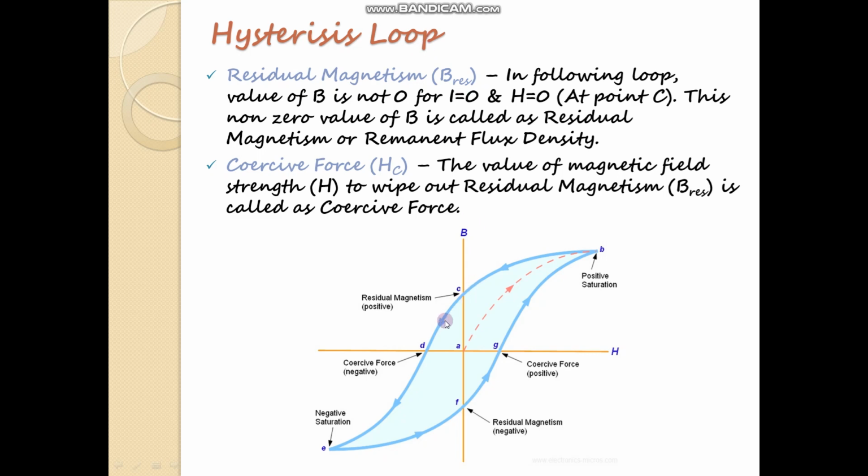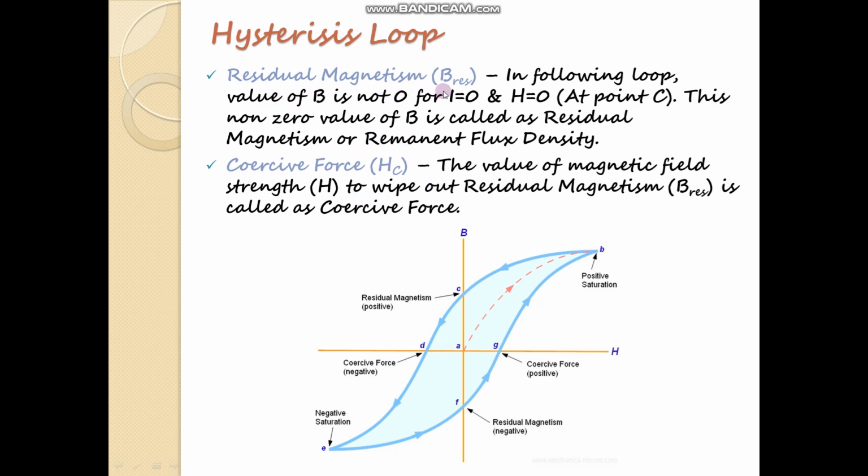Hysteresis loop. This is the magnetization and demagnetization of the complete BH curve. Fine. Here in the hysteresis loop, two terms are very important. One is the residual magnetism, denoted by B_res, and second is the coercive force, denoted by H_c.